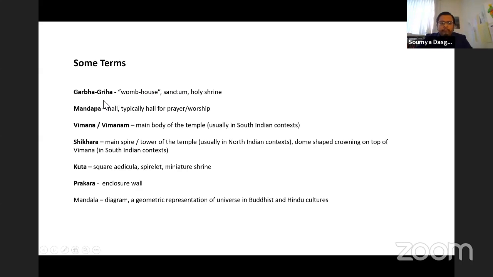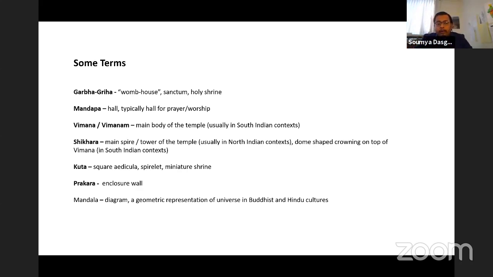The second term is mandapa, which is the space of the worshipper, which is the hall, typically the hall for prayer or worship, which is associated or adjacent to the Garbhagriha, mostly in front of it. Now, not all temples have mandapas, but most temples do. Some temples only have the holy shrine, which are the earlier, simpler forms of structure. But later in time, we have evolution of not only one mandapa, but many mandapas for different types of functions.